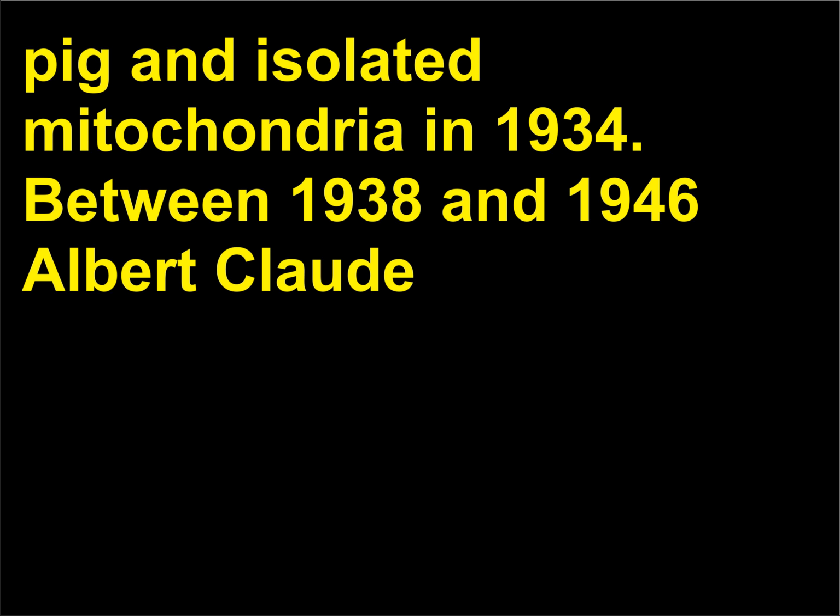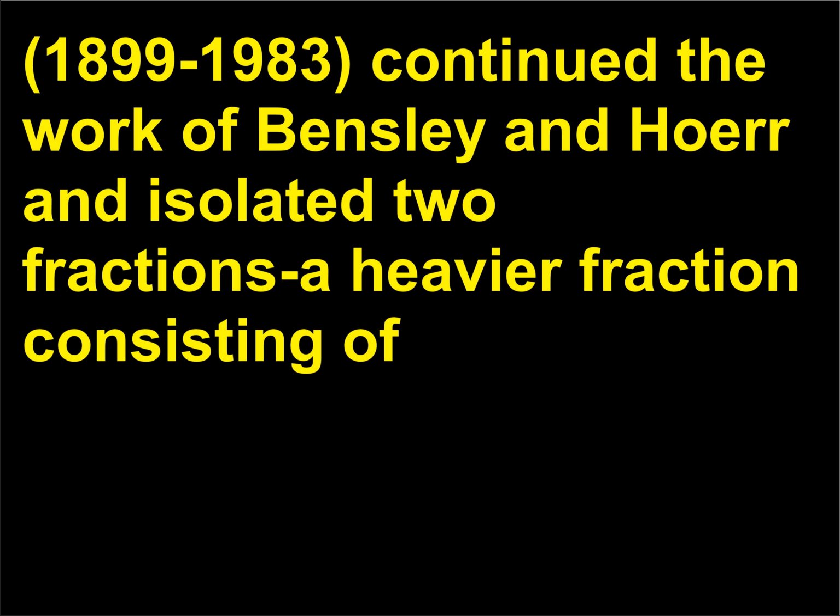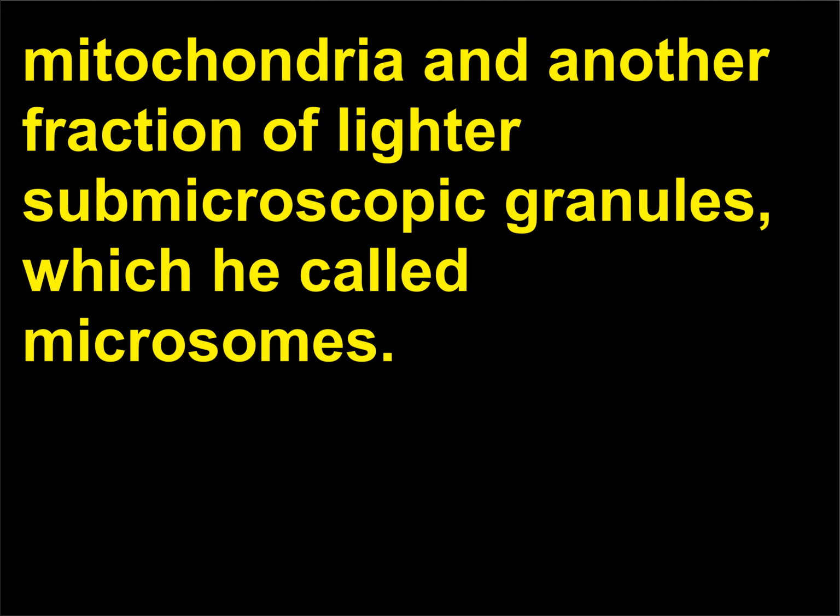Between 1938 and 1946, Albert Claude, 1899 to 1983, continued the work of Bensley and Hoare and isolated two fractions, a heavier fraction consisting of mitochondria and another fraction of lighter submicroscopic granules, which he called microsomes.